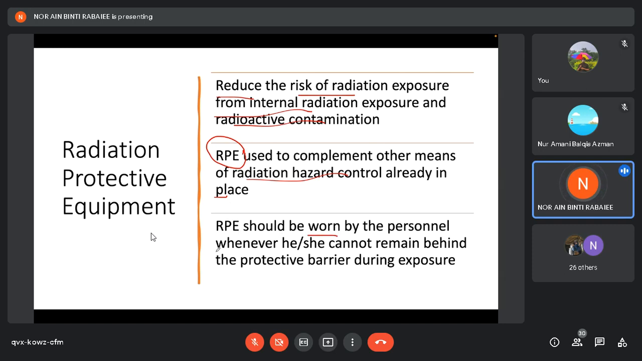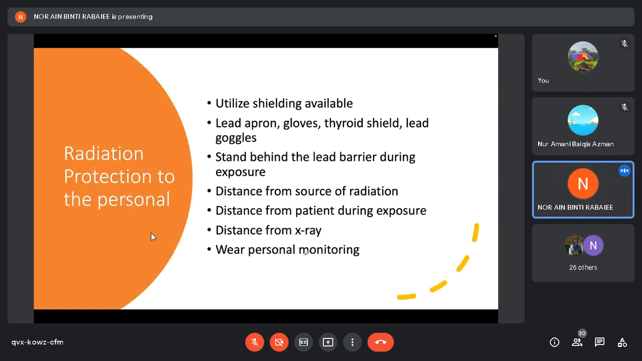Radiation protective equipment should be worn by personnel whenever he or she cannot remain behind the protective barrier during the exposure. That's why you see that all the staff in the department have their own personal dosimeter. The personal dosimeter is sent to the authority, or here in SASMEC we use the Agensi Nuklear. The agency will analyze the dose and come back with a record or report of how much dose was received by that particular person per month. This is how they track the dose received by the radiation worker.